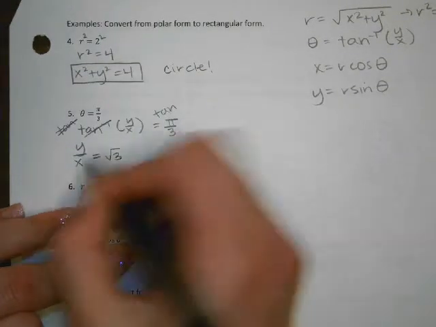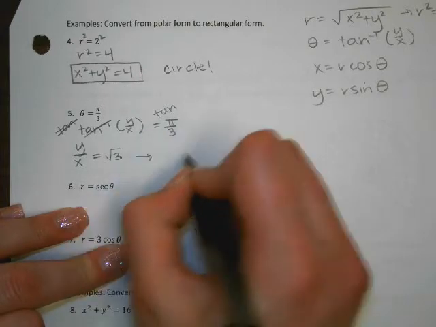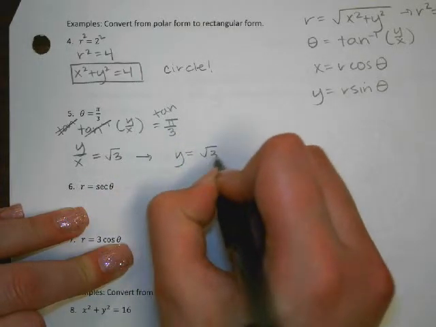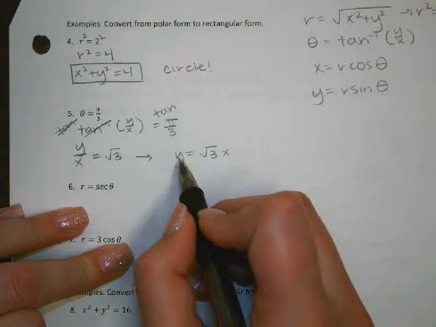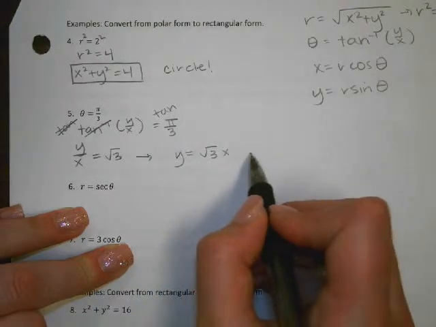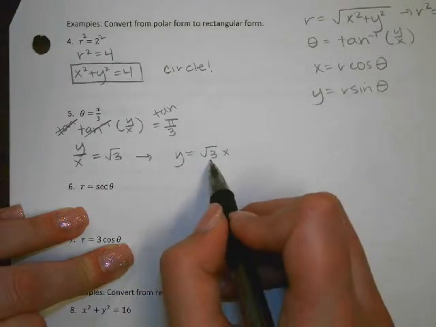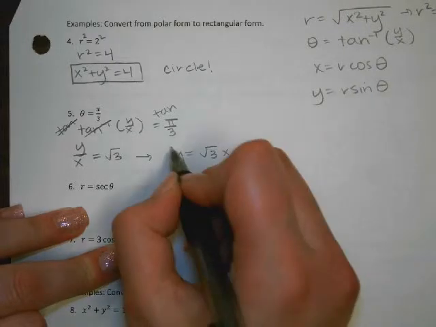And then I want the y alone, so I'm going to multiply the x to the other side. So this is a linear equation, y equals square root 3x plus 0, so it has that y-intercept of 0, and the slope would be root 3 over 1.